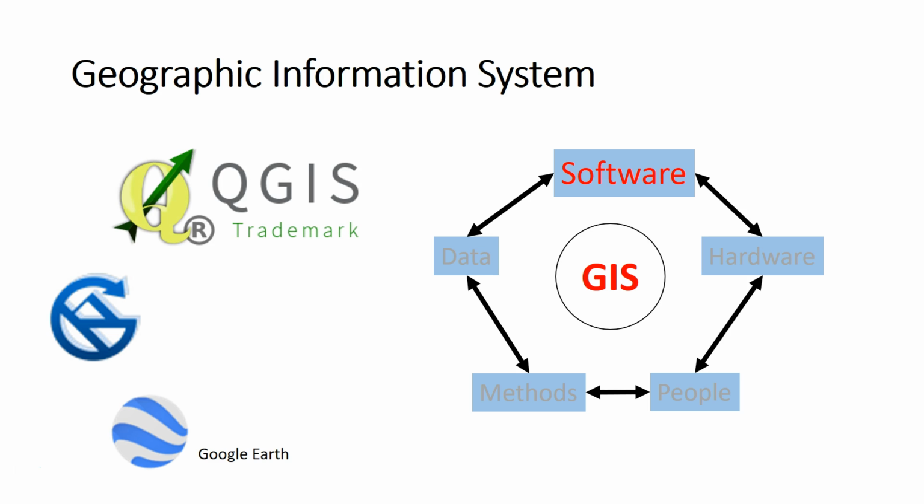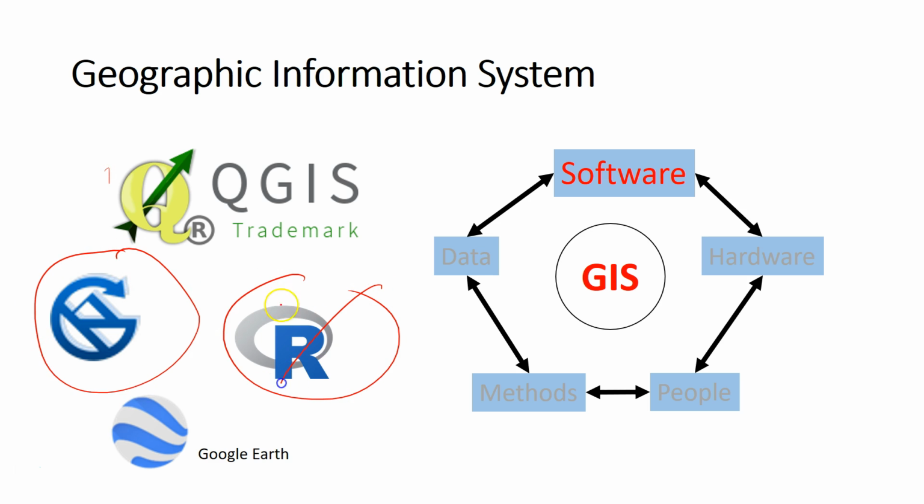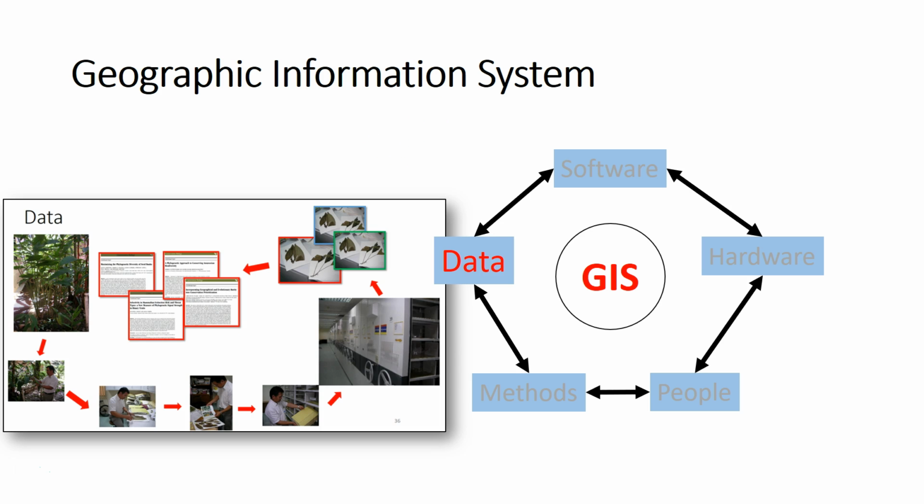The next thing is you can have different types of software. This is for more advanced use. You are not going to do this in this course. You're going to do QGIS. So we have the hardware, we have the software. The next thing is the data, of course.